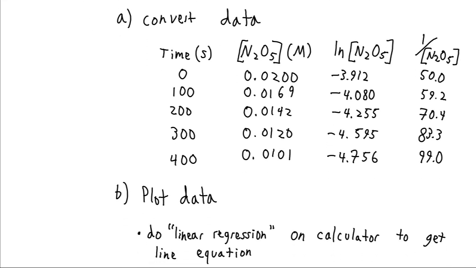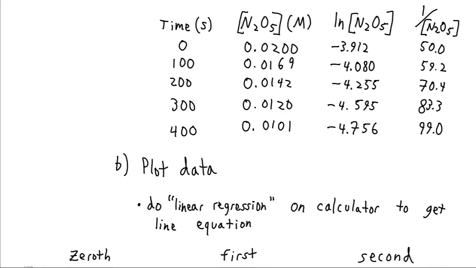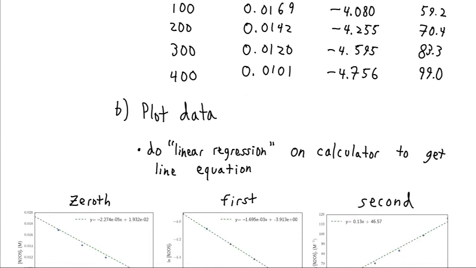When you plot it, you can do a linear regression on your calculator. This will give you a line equation, which will tell you what the slope and the intercept are. You can also use Excel or Wolfram Alpha or a lot of other tools to do these linear regressions. You might want to look up how to do this on whatever tool you're going to be using.